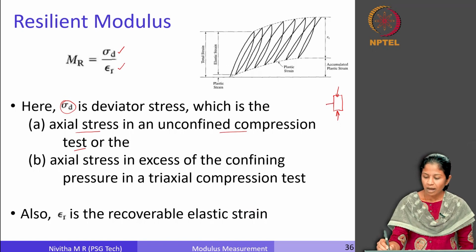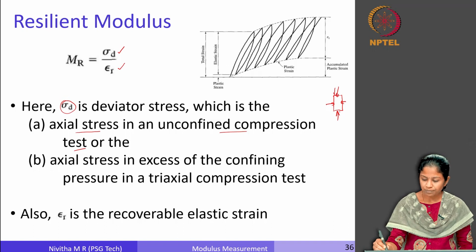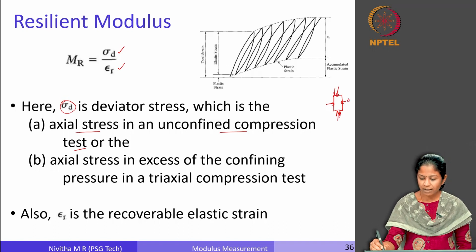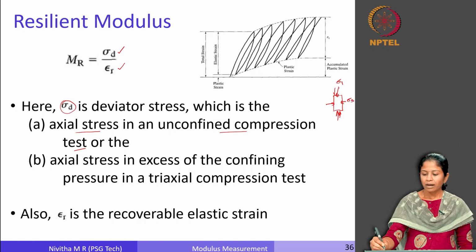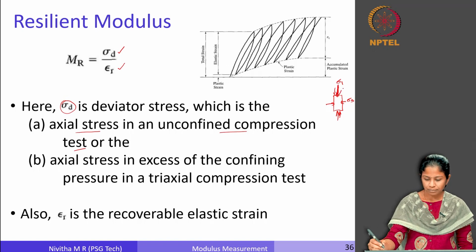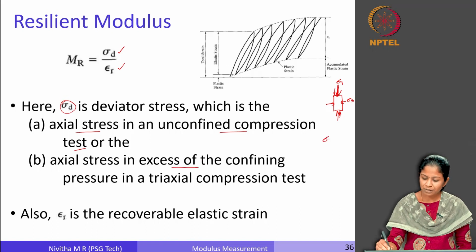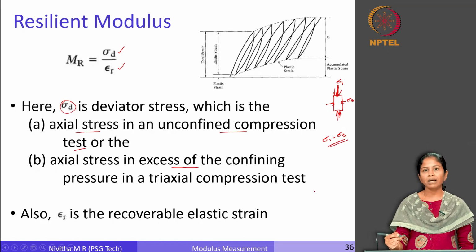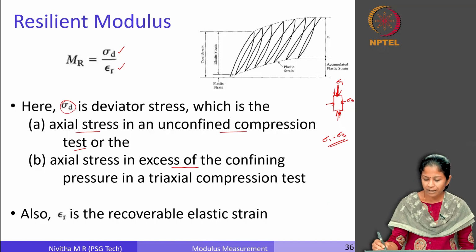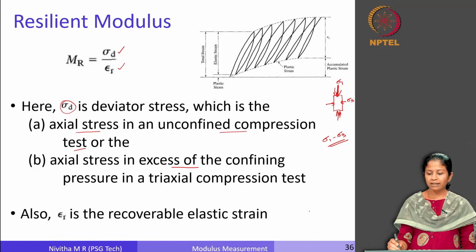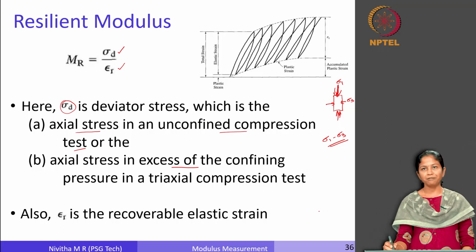Or let us say in case I am applying a confining pressure also to my sample. Let us say this is sigma 3 and this is sigma 1. This sigma 1 that I am applying is the axial stress in excess of the confining pressure. This difference between sigma 1 and sigma 3 is my deviatoric stress. Over and above the confining pressure, the extra stress that I apply in the axial direction is called the deviatoric stress. So these are the two cases through which we can define the deviatoric stress.